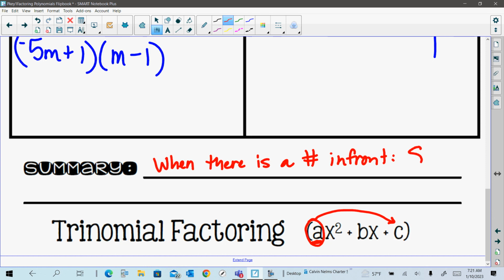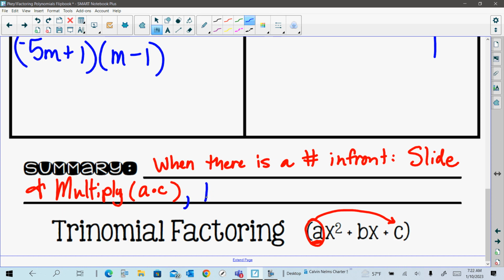Okay, anytime we have a number in front, we're going to do the following three things. We're going to slide, oops, sorry, did that wrong. Slide that number to the front and multiply it to the back. So what that really means is I'm going to put in parentheses, we're doing A times C. C is your last number in the trinomial. So you slide and multiply.